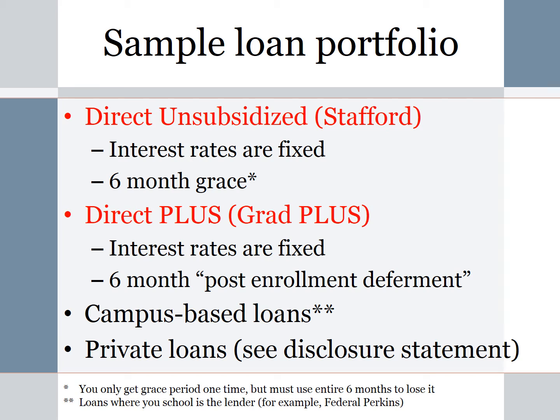These loans have fixed interest rates, and the direct unsubsidized or Stafford has a 6-month grace period. The plus loans don't have a grace period, but they have something that works in the same way. It's called a 6-month post-enrollment deferment. So again, if you recently graduated from podiatric medical school, these loans have a 6-month window period on them. They'll be coming due about 6 months after graduation. You may also have some campus-based loans. This would again be something like the Federal Perkins, and some of you may have private loans. Our guess is that if you have any private loans, they are likely from college.